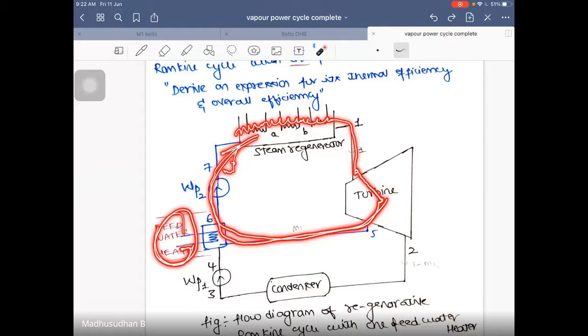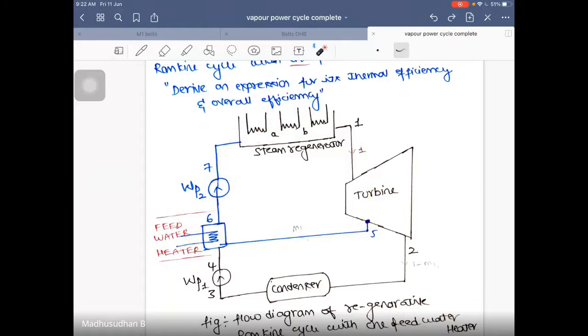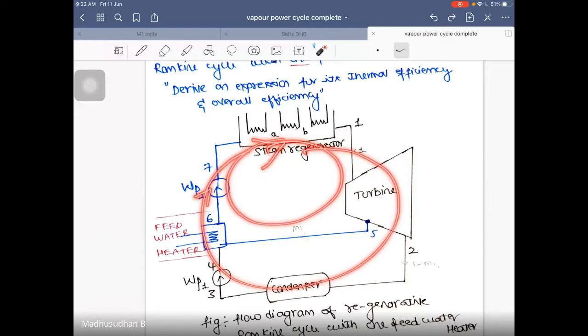Understood, everyone? So this is how the regeneration happens. It is a complex cycle. Some of the things will be rotating here and some would be rotating like this. Getting my point? Both are possible. Some of the steam can come back through the feed water heater and reheat here. Some of the steam would completely expand and come back through the condenser. All these are the possibilities.